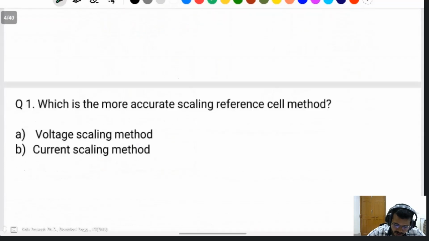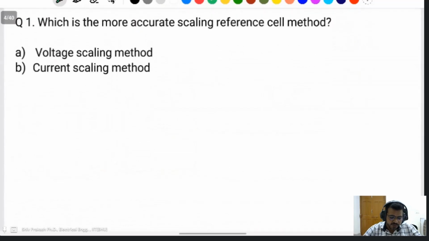Let's start the questions. Which is the more accurate scaling in the reference cell method? There are the voltage scaling method and the current scaling method. And which one is the more accurate scaling?